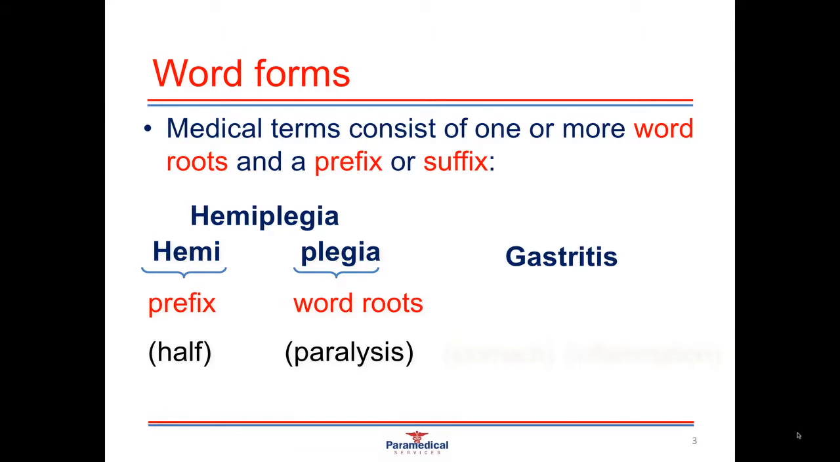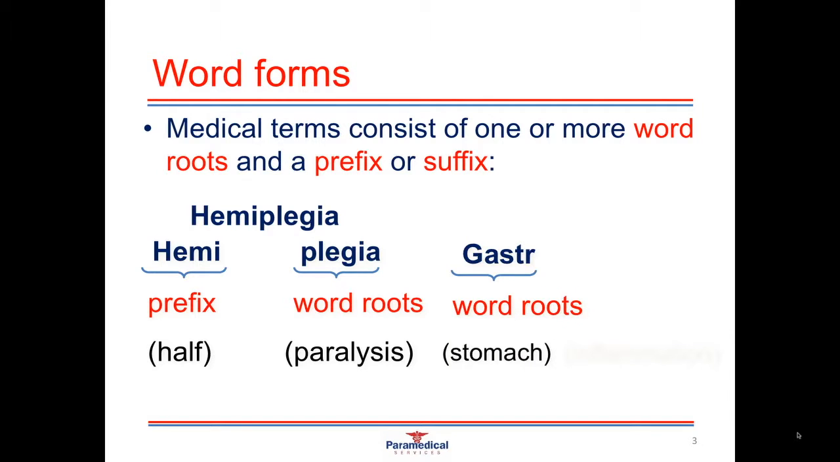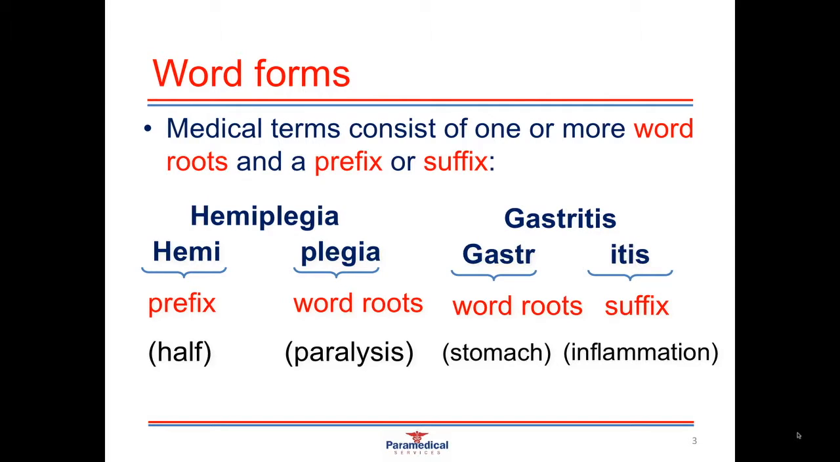Looking at another word now, gastritis. You may have heard of this before. Gast is the root word here, meaning stomach. Itis is the suffix, which is this describing word meaning inflammation. So when you put those two together and make gastritis, it means inflammation of the stomach.